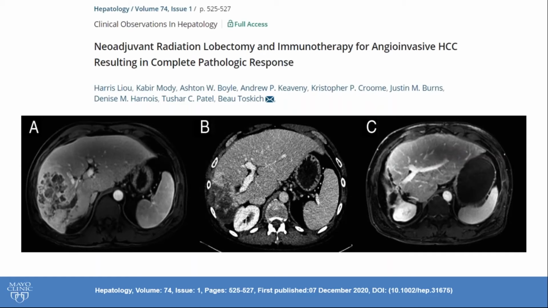It's just a quick plug for a case series that we did that showed that patients with vascular invasion could be treated in a neoadjuvant fashion and brought to either curative resection or transplant with complete pathologic necrosis, combining ablative radiation lobectomy and immune therapy in the form of checkpoint inhibitors. Next slide.